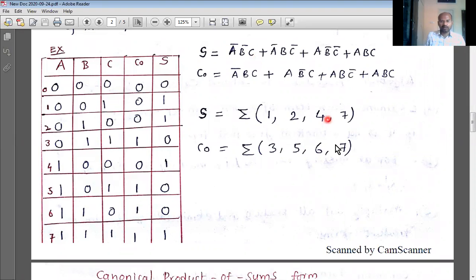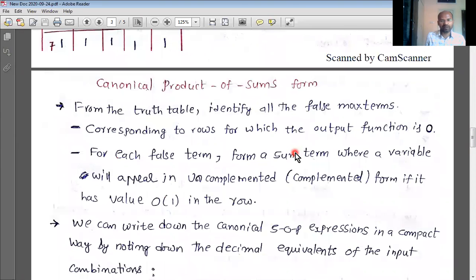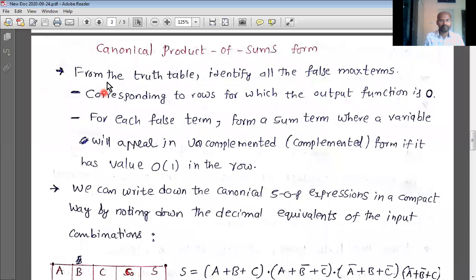It is just a compact representation of the canonical sum of products. Now let's take another form of canonical, which is the product of sums form. In the product of sums, what we do is, from the truth table, identify all the false maxterms. So here, instead of identifying the true minterms, we have to identify all the false maxterms.